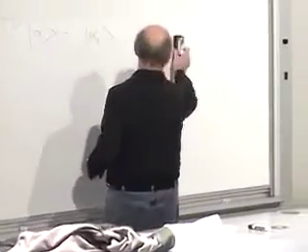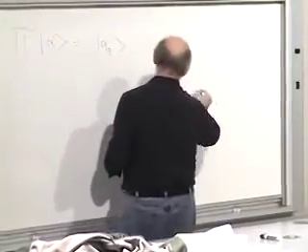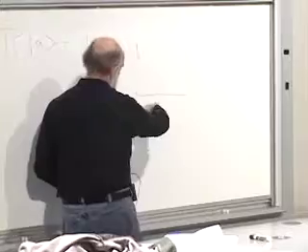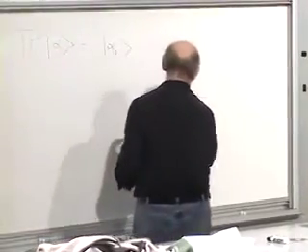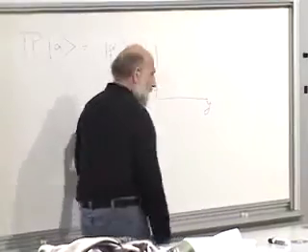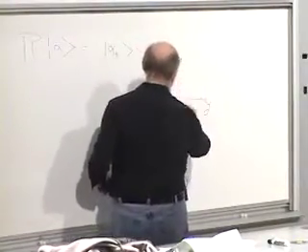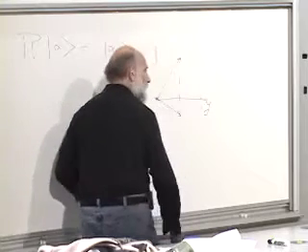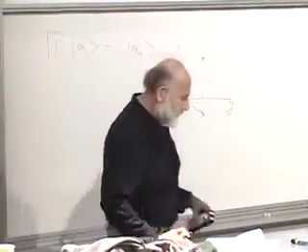Let's see. How about projection onto a 2-dimensional subspace? A simple 2-dimensional subspace would just be, let's say, the xy plane. Just the xy plane here would be a 2-dimensional subspace. If I have an arbitrary vector, then it just projects onto the plane and gives you the projection onto the plane. Okay. That's the notion of a projection operator.